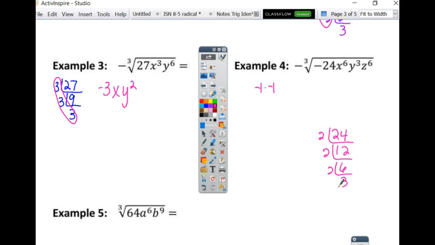And how many do I circle? 3. So I get to take a 2 out, right? And I'm going to divide by 3. So 6 divided by 3 is 2. 3 divided by 3 is 1. 6 divided by 3 is 2. And then what's left over underneath? So negative 1 times negative 1, we already decided that was positive 2.